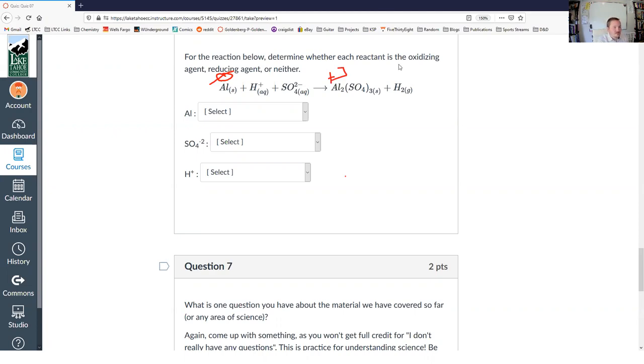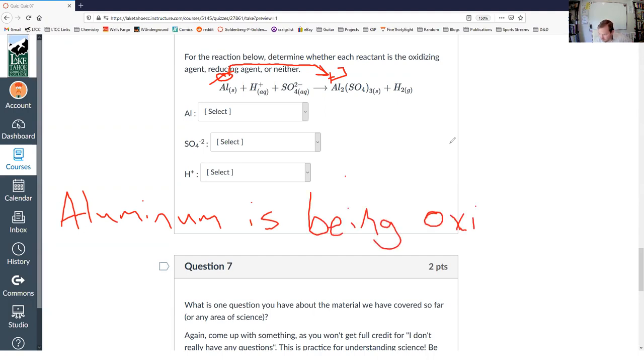So we're starting with our charge of 0 on the aluminum and going to a charge of +3. So that right there tells us that this is going to be a redox reaction. And if the aluminum is going from 0 to +3, then it's losing electrons. So we'd say that the aluminum is being oxidized, which makes it the reducing agent. Because if the aluminum is being oxidized, it's giving away those electrons. If it's giving away those electrons, something else has to be taking them. So the aluminum is the reducing agent because it is being oxidized.